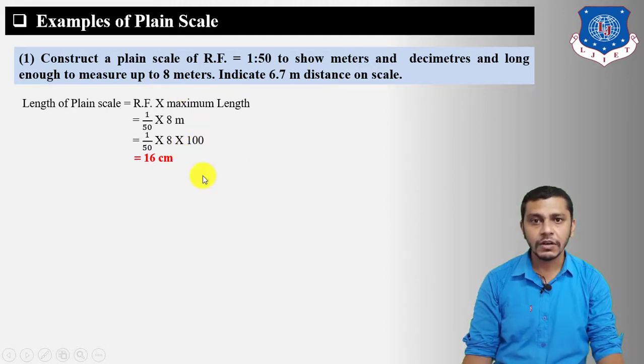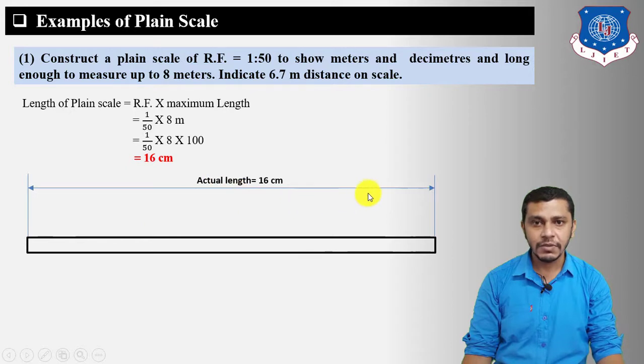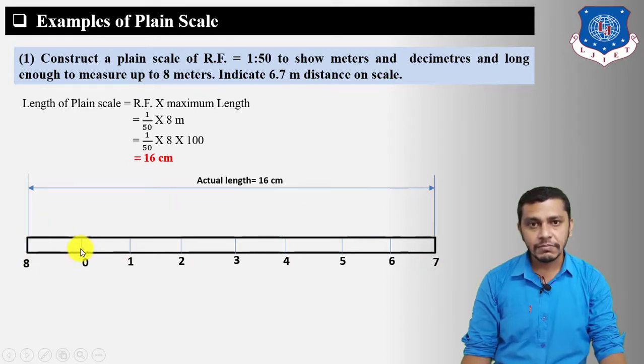So first of all, we have to draw a scale length of 16 centimeter. So draw a scale having length equal to 16 centimeter. This will be the actual length of the scale. Now here we have to show 8 meters on the scale. That means we have to make 8 main divisions on the scale. So divide the scale into 8 equal parts and mark the divisions 0, 1, 2, 3, 4, 5, 6, 7, 8. We have to mark the 0 at the first main division because it is a plane scale.